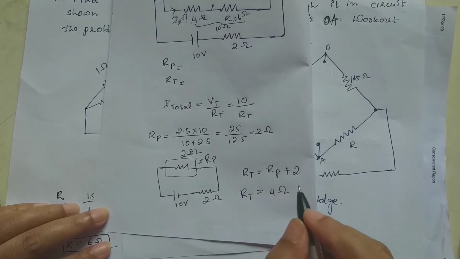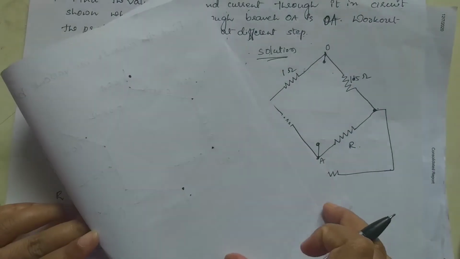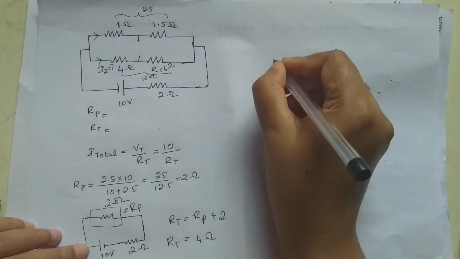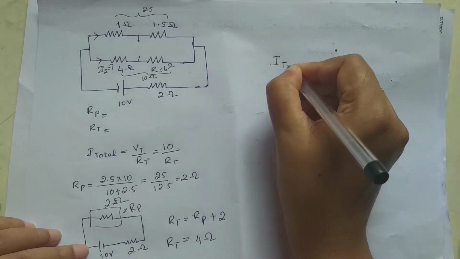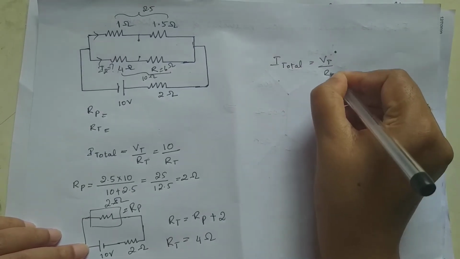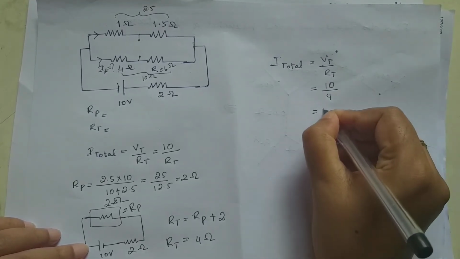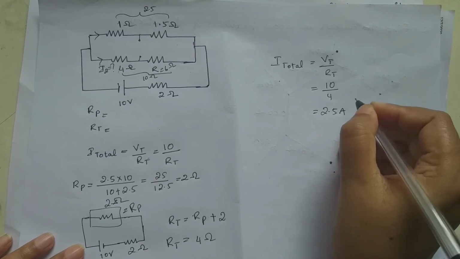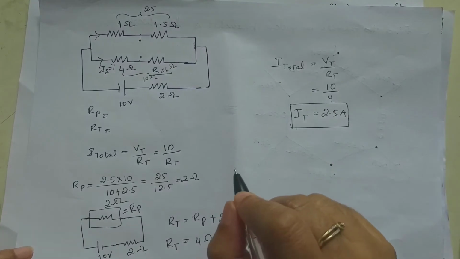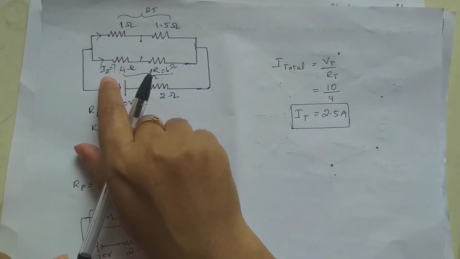Now we know RT as well as VT. Just find the value of I total. I total is equal to VT divided by RT, which is 10 divided by 4, which is 2.5 amperes. So IT is equal to 2.5 amperes. We got IT. Now we have to find the value of I2.